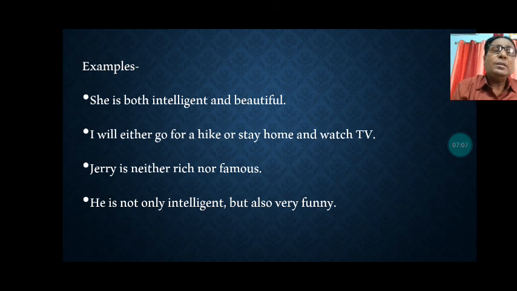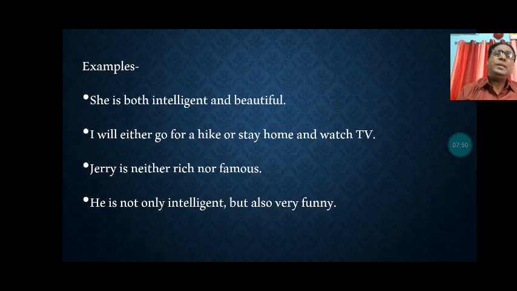I will either go for a hike or stay home and watch TV. So in this sentence, either and or, this pair of two words, are correlative conjunctions. Let us see, two verbs are added, go and stay. These are connected by either and the other word is or.